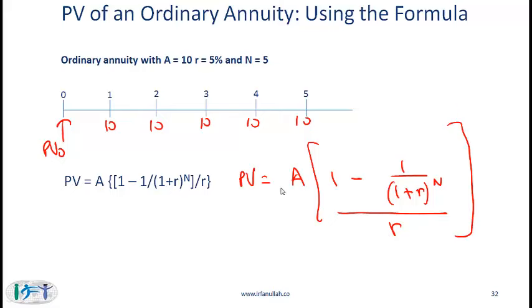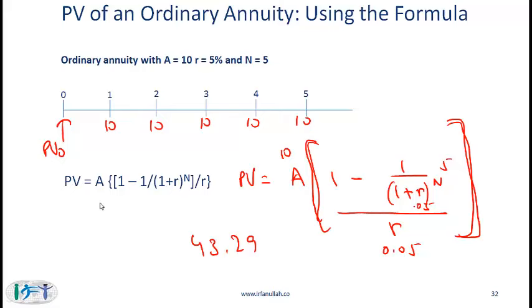If we plug in the numbers, A is 10. The interest rate that we plug in is going to be 0.05. n will be 5, and here also 0.05. And when you solve this, what you will get is the same answer that we had from the previous slide, which is 43.29. This expression in brackets is called the present value factor for the annuity.